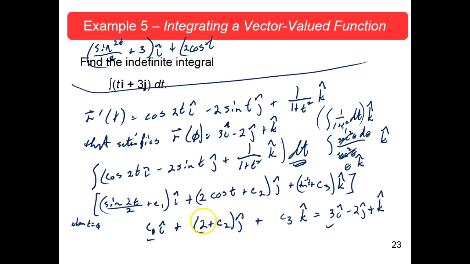We have here that 2 plus C2 is equal to negative 2, right? 2 plus C2, that's the left-hand side, is equal to negative 2. So if you subtract 2 from both sides, that gives you C2 is equal to negative 4, right? So that'd be 2 cosine t minus 4 j plus. And where did the minus 4 come from?